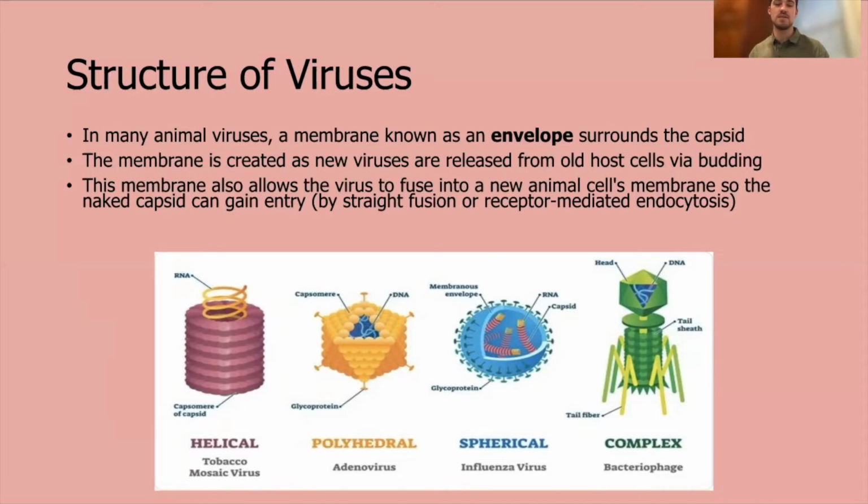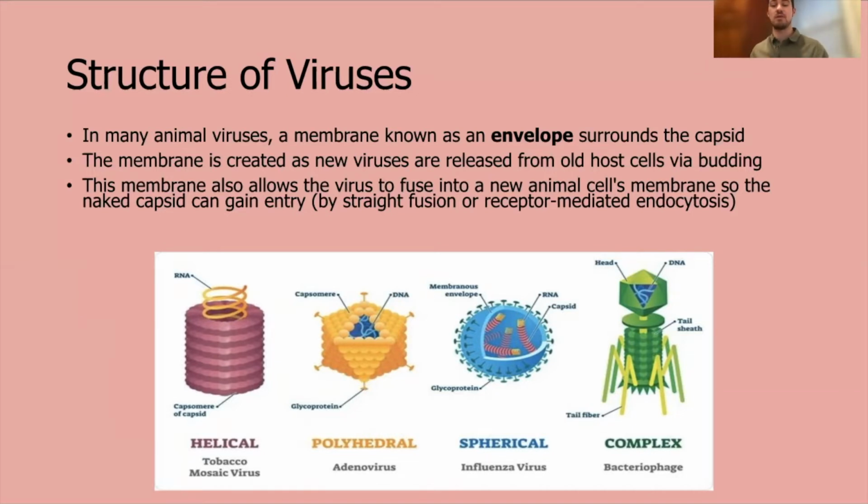This envelope, this membrane, also allows the new virus to fuse into a new animal cell. It allows it to fuse into that cell membrane so that the naked capsid can gain entry. And it does this in two ways. Depending on the virus and the specific cell it's targeting, if the membrane is similar enough and the conditions are right, it can just automatically fuse into the membrane. The membranous envelope is going to dissociate into the phospholipid bilayer of the plasma membrane of the host cell, and then it's going to release the capsid into the cell.